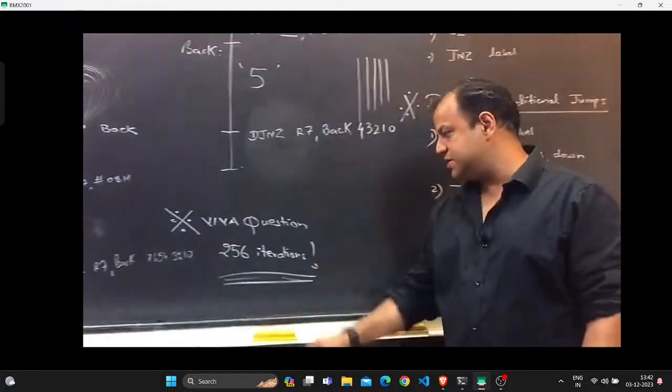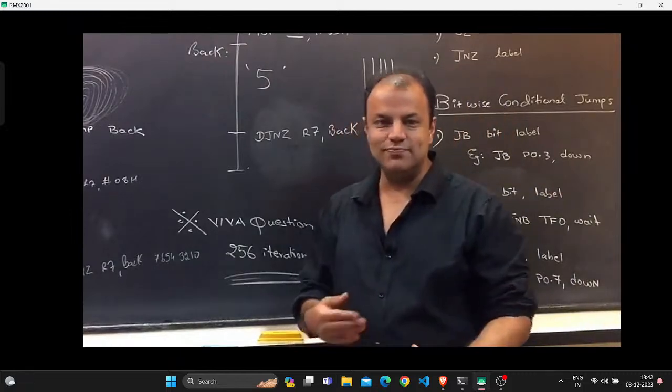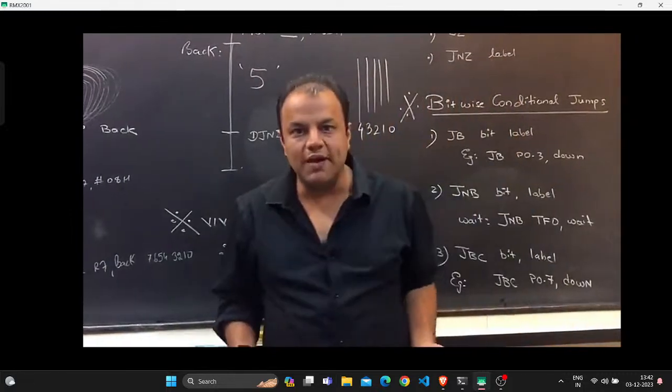So here is your Viva question. How do you generate 256 iterations? There are examiners, I go for Viva.